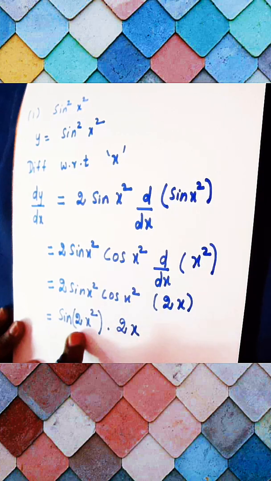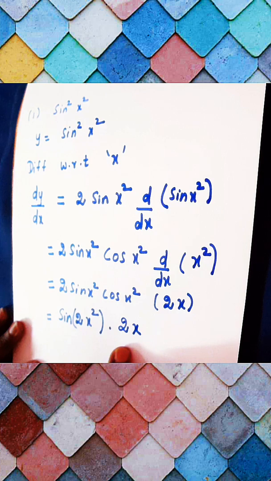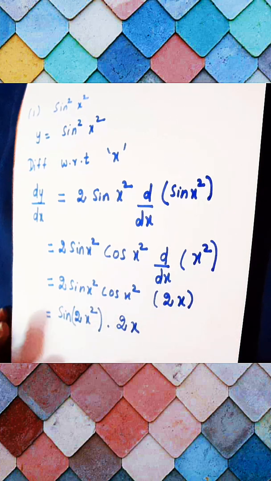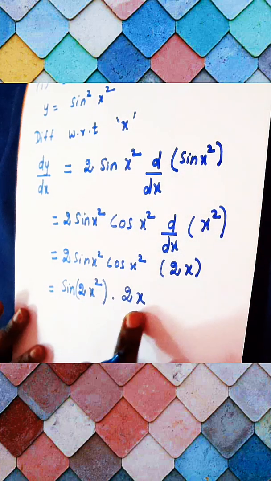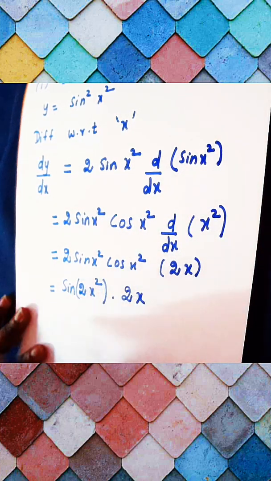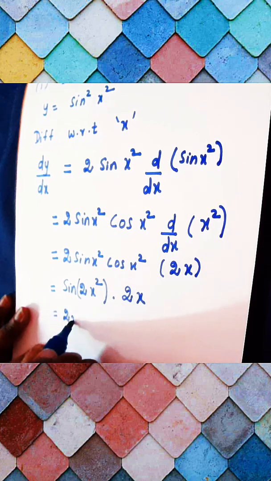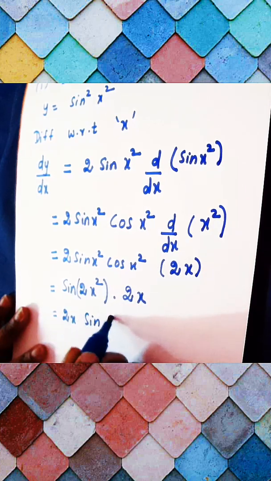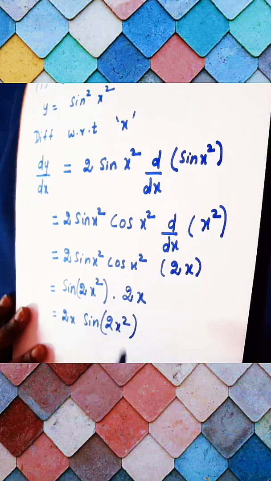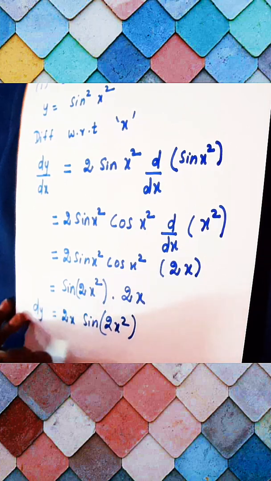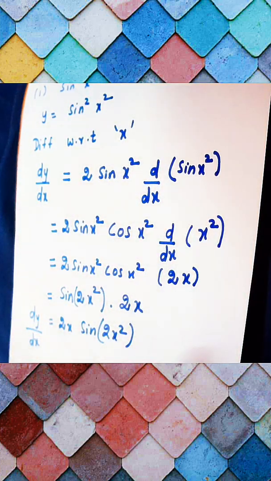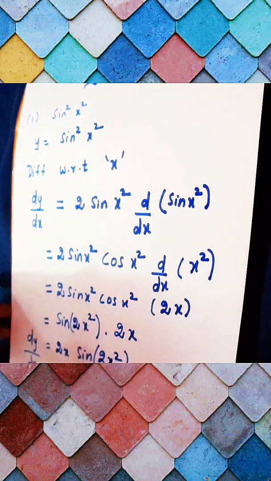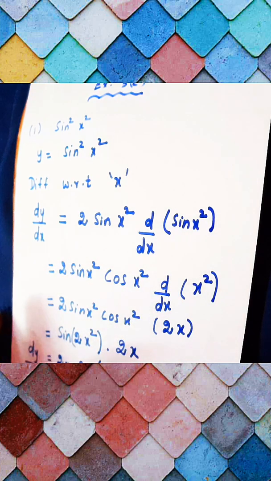We cannot multiply this 2. Don't get puzzled, because 2x square is the angle. Only like terms you can add, subtract, multiply, divide. We cannot multiply these two terms here. We can bring 2x to the front: 2x times sin 2x square. This is your dy by dx. This is the answer. You can have a look, students.